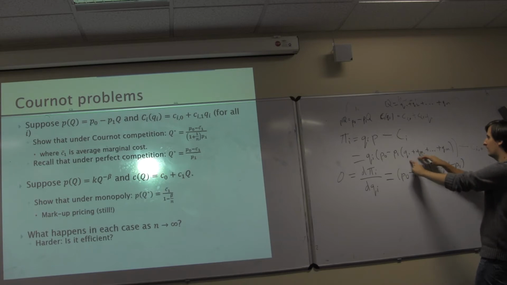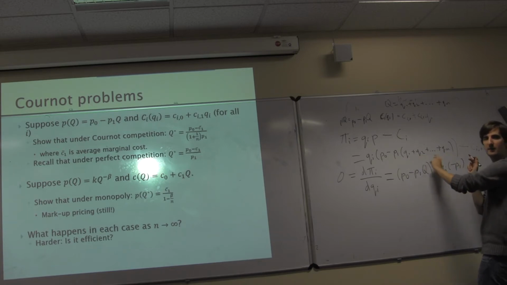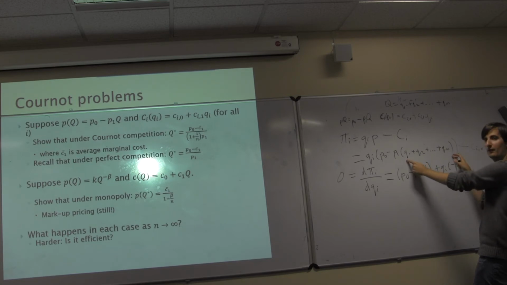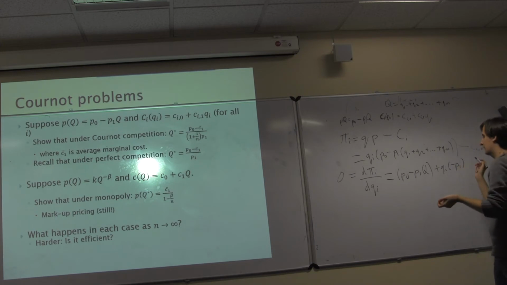Okay, we know that Qi occurs once in this sum. Only one of these terms is Qi. So the derivative of this sum with respect to Qi is just 1. Does that make sense? And then we just have the derivative of this bit over here. Total cost just disappears. Fixed cost disappears. Marginal cost is all you're left with, so minus Ci1 Qi.